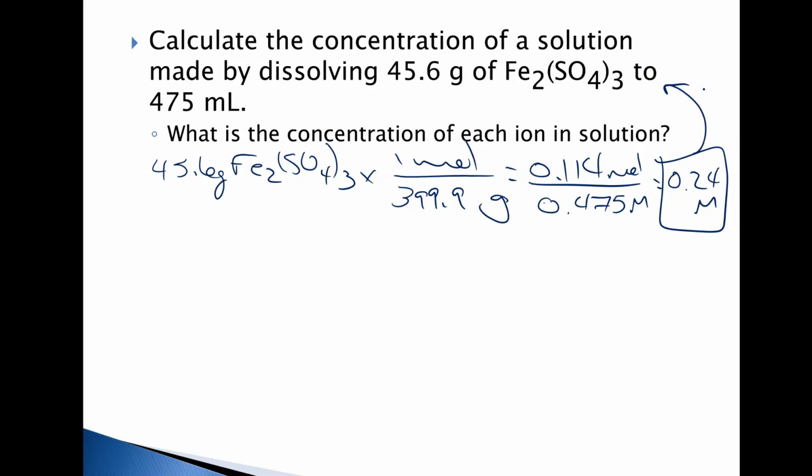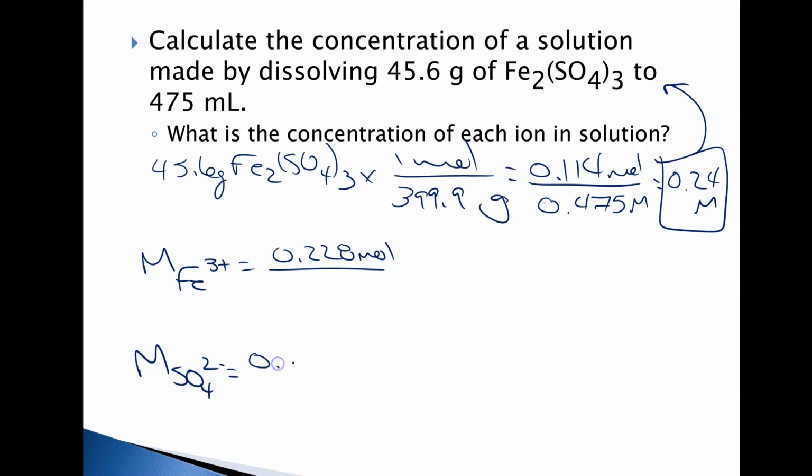Now, when you're asking for the concentration of each ion, so if I want the molarity of the Fe3+ and the molarity of the sulfate, I can do it one of two ways. I can take those 0.114 moles and double it, in which case I would have 0.228 moles for the Fe, and I could triple it for the SO4, in which case I would have 0.342 moles. Divide by the volume of liters, and I'll get the molarity.